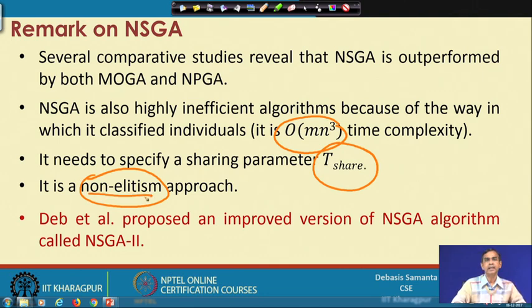So these are the three criticisms against NSGA, and the same authors who proposed NSGA proposed another version of it, called the NSGA2 algorithm. We will discuss this NSGA2 algorithm in the next lecture.